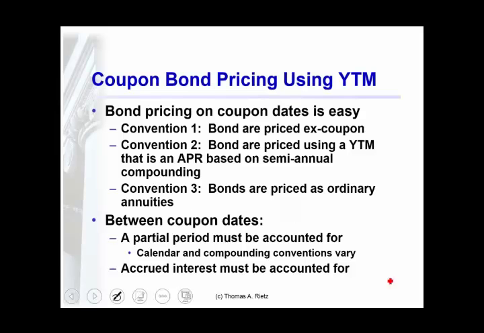Between coupon dates, we have to account for a partial period of discounting using the yield to maturity method. There are a variety of different ways of doing this. I will cover the most common version of that in a separate video. For the class, we'll just assume that pricing is always on coupon dates.